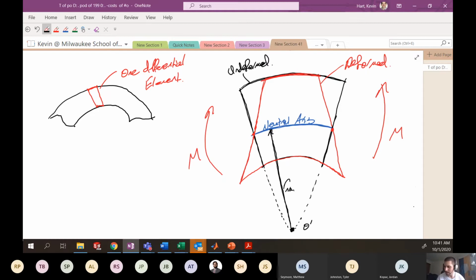Now let's say that we have a point of interest on our bar that we care about, and let's say that point is here. This is our point of interest. Let's call it point P. We want to know what the strain is at that particular point as it goes from undeformed to deformed. All right, well, the original length, I think that's pretty easy to see, is here.